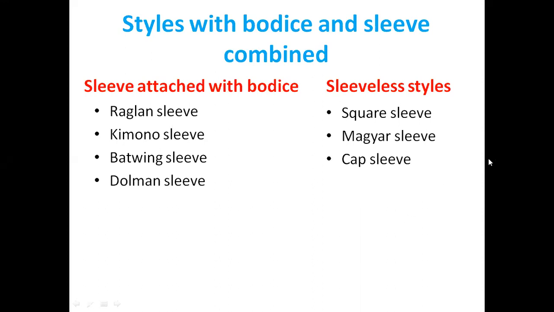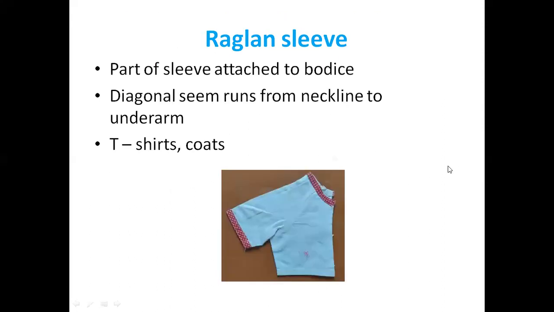We will be seeing raglan sleeve. What does a raglan sleeve mean? It is a part of sleeve which is attached to the body. You can see a diagonal line, see it properly. In this type of raglan sleeve, there won't be any shoulder line, and there won't be any arm sleeve also. So you will be having only a diagonal line which runs from neckline to the underarm. This type of sleeve is in general particularly used for t-shirts and coats.